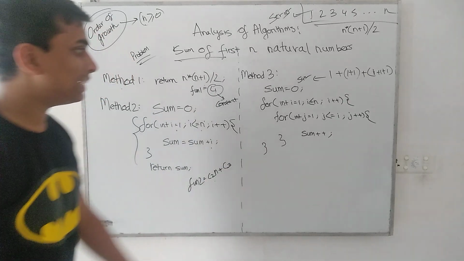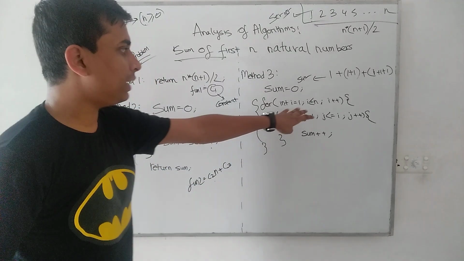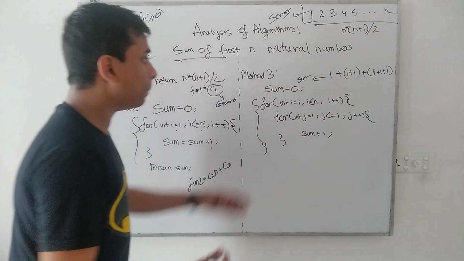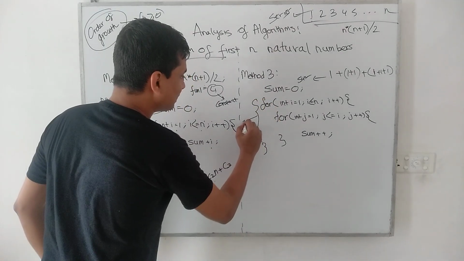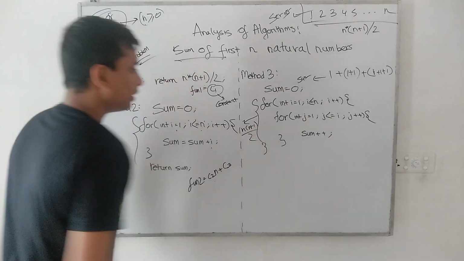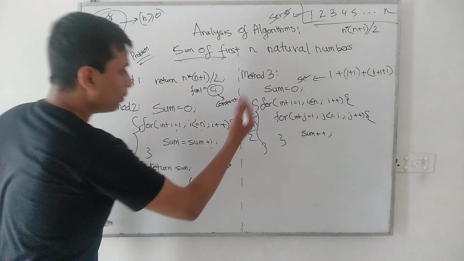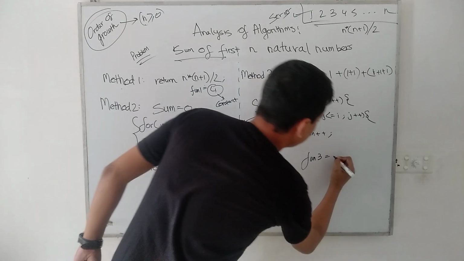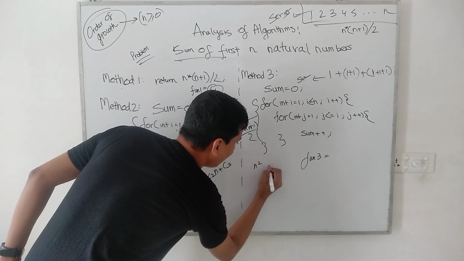Now for method 3, you can see that we have a loop that is iterating for n, and inside that loop we have another loop that is dependent upon the value of i. So basically, this entire segment of code would occur for n into n plus 1 by 2 times, because the sum would be incremented n into n plus 1 by 2 times. So you could write fun 3 as having a time complexity of, suppose, since n into n plus 1 by 2 would give me an n squared and an n term.